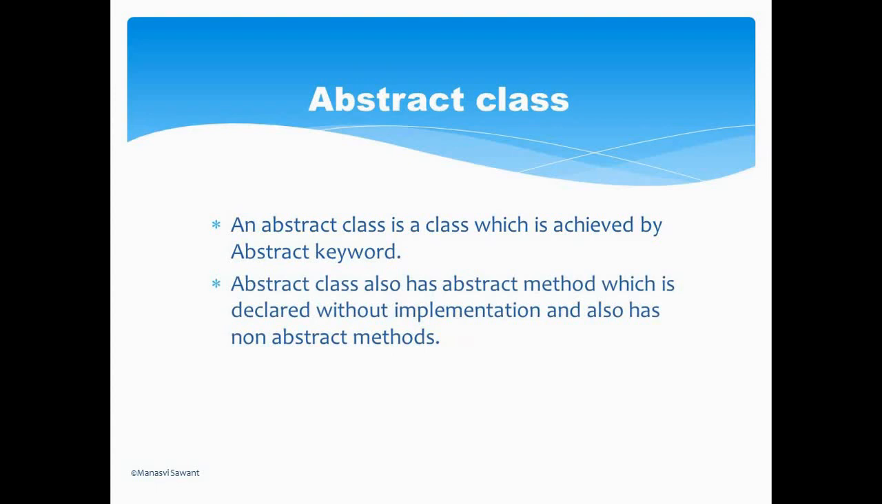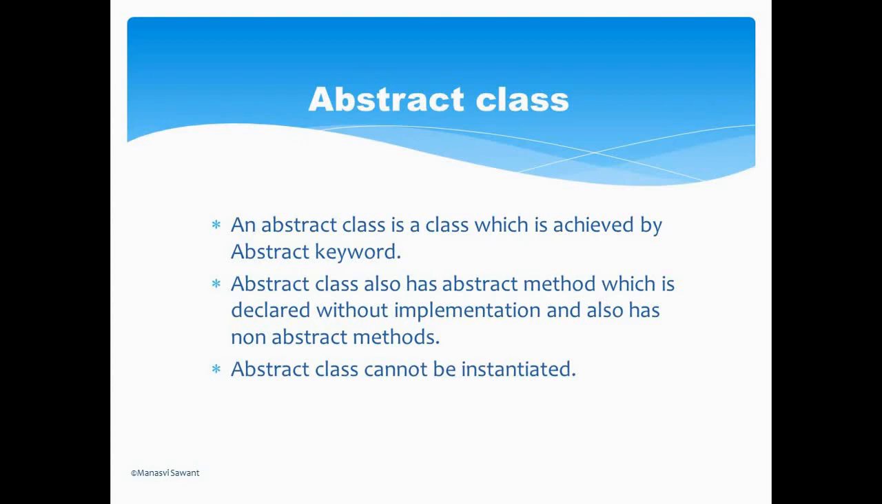In this case, our abstract class consists of two kinds of methods. One is abstract methods, which are not defined, only declared, and the next one is non-abstract methods, which are defined inside abstract classes. Next point, an abstract class cannot be instantiated. We cannot create objects for abstract classes, or you can say we cannot use the new keyword in order to create instances of an abstract class.